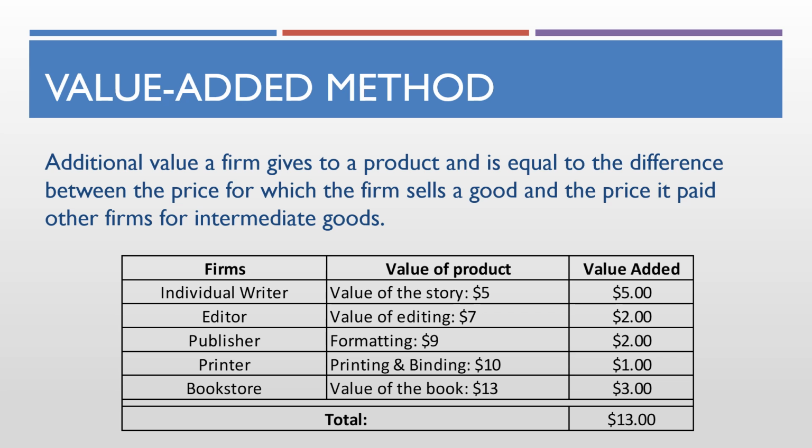And then the printer prints the physical book out, at another $1 of value. And then finally, the bookstore provides shelves for the book to sit on in the store so that people can see it and buy it. And that adds another $3 of value to the book. At the end, the book will be sold for $13 total in the economy. As a result, this $13 is what we count as the final good in the economy, but not the rest of the added values in each of these production processes.